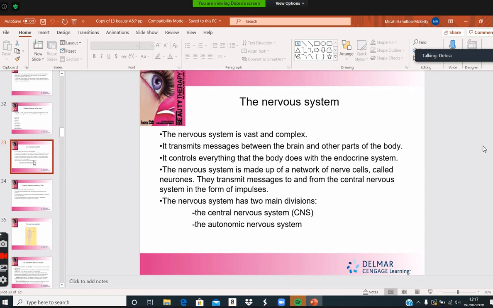So the nervous system is vast and very complex. What it does is transmit messages between the brain and the other parts of the body. It controls everything that the body does, together with the endocrine system. Again, we're interlinking. The nervous system is made up of a network of cells called neurons. They transmit messages to and from the central nervous system in the form of impulses. The nervous system has two main divisions: the central nervous system, which may be found in your book as CNS, and the peripheral nervous system. So, two different systems.